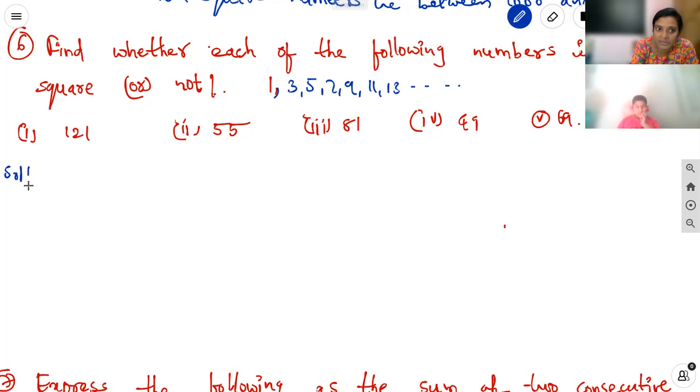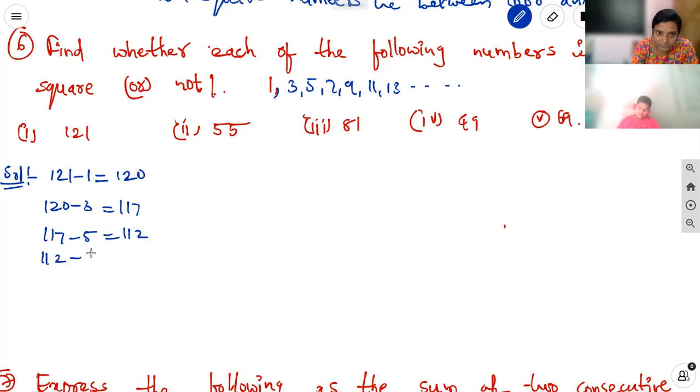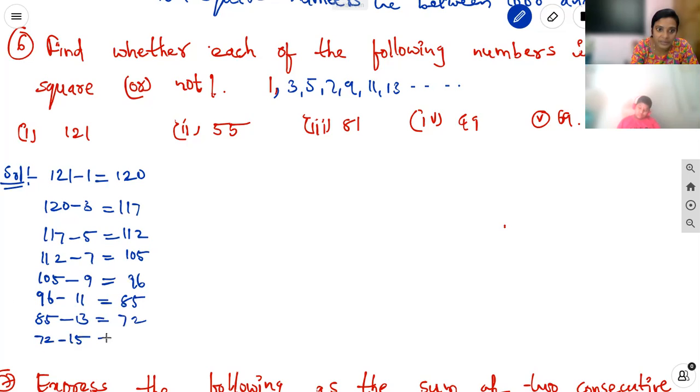Just here we can see the first question. Start with 1. 121 minus 1 equals 120. 120 minus 3, the next consecutive number, is 117. 117 minus 5 is 112. 112 minus 7 is 105. 105 minus 9 is 96. 96 minus 11 is 85. 85 minus 13 is 72. 72 minus 15 is 57.